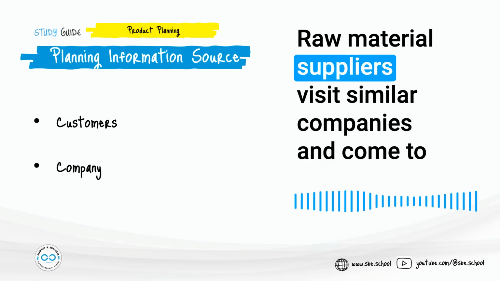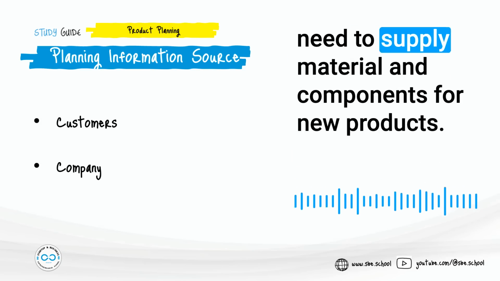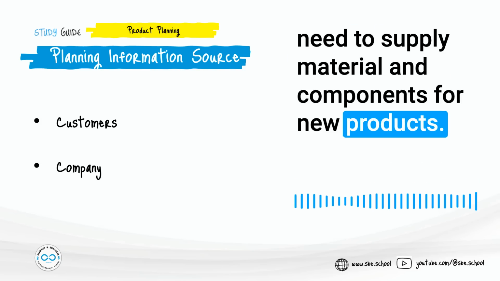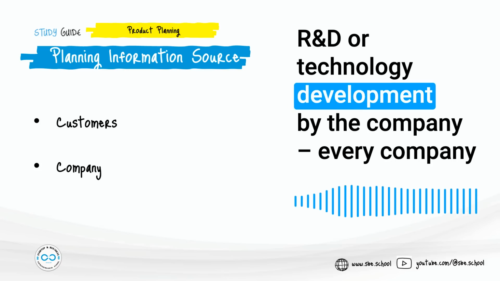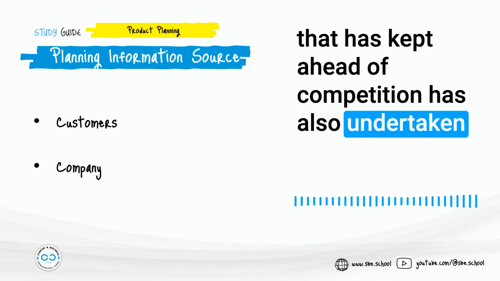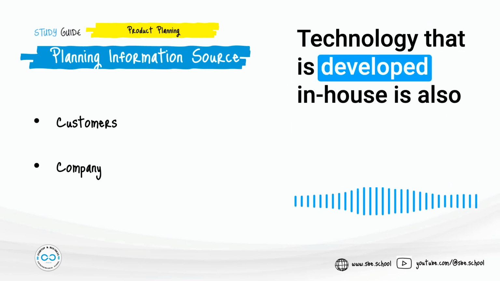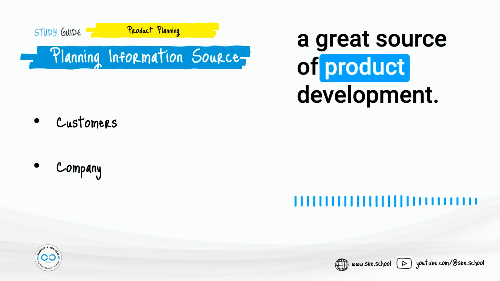Raw material suppliers visit similar companies and come to know of new developments because they are the ones who need to supply material and components for new products. R&D or technology development by the company. Every company that has kept ahead of competition has also undertaken some form of research and development of new products. Technology that is developed in-house is also a great source of product development.